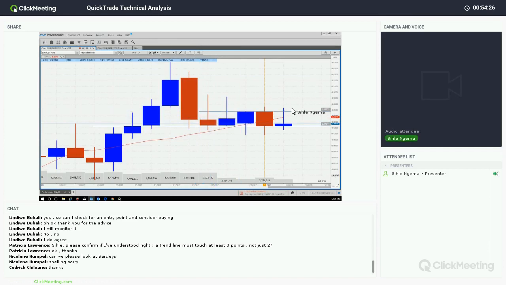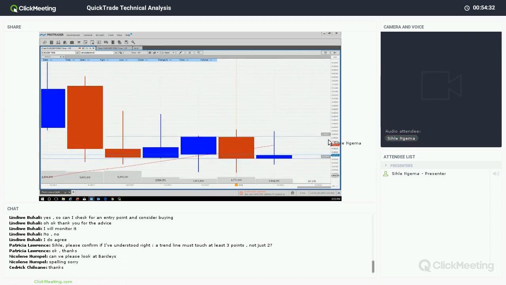Okay, we have these two levels. I'm looking at these two levels. This one is double H 9, and this one here is 0.87644.